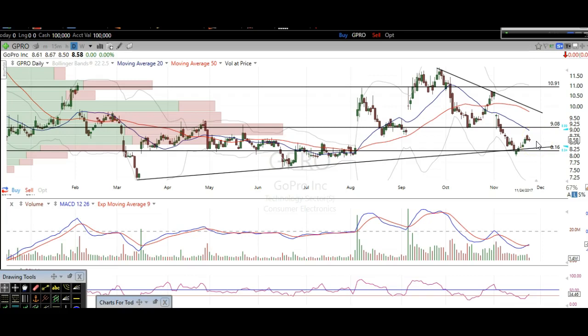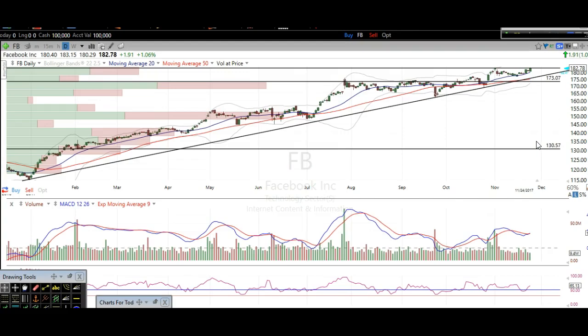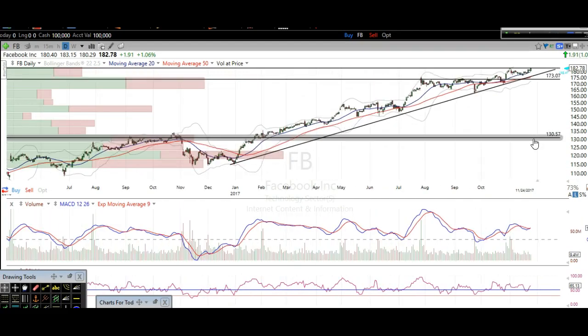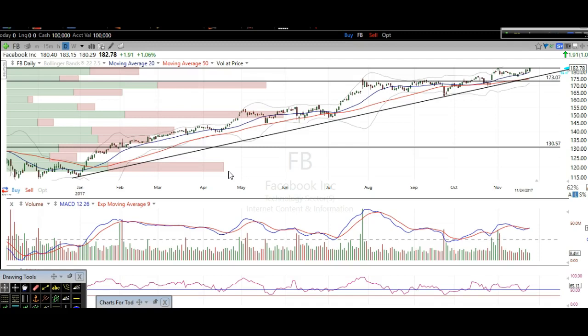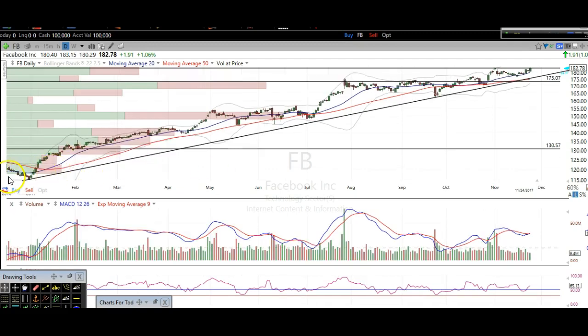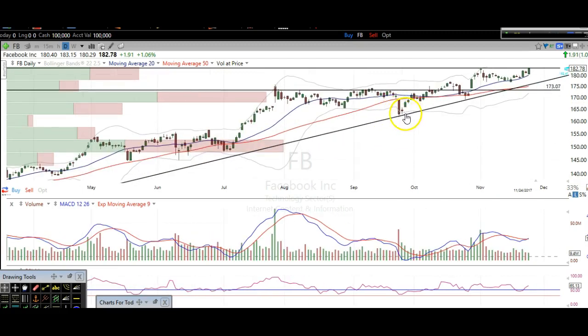The next one we're going to take a look at is Facebook. And Facebook, I want to kind of take a longer term view of this, going back to the very beginning of 2017. I'll zoom in a little bit. Alright, so we've got a really nice trend line here. Started there, almost got a bounce there. Here's a direct hit there, direct hit there. So this is a really nice trend line to be working with.